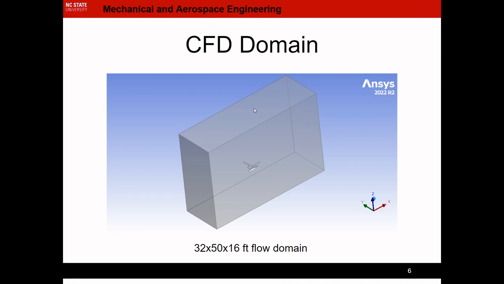The top, back left, and bottom were slip walls, so they were specified to have no shear. This big front face is a symmetry, which helped the computational time because it basically cut the flow domain in half. And then the body of the UAS was specified as a no slip wall.